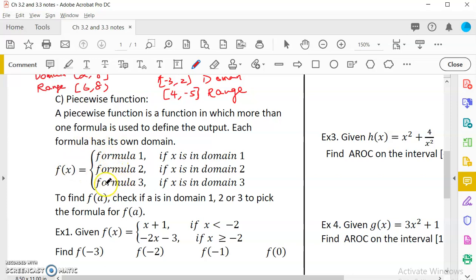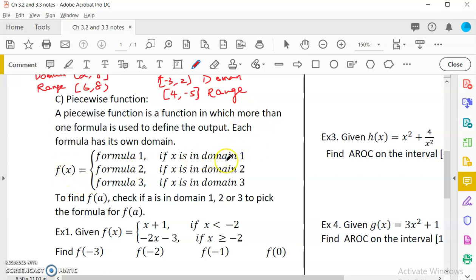Why? Because for a function to be a function, every x has only one answer, right? You cannot produce 3 answers. That is not a function. So how do you pick? You look at your x value. This is the criteria. We call it the domain.